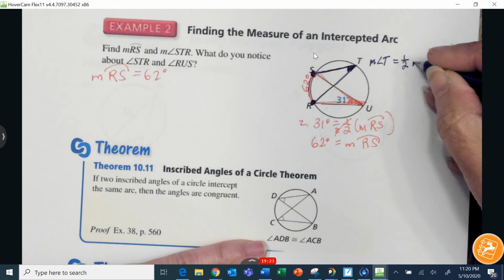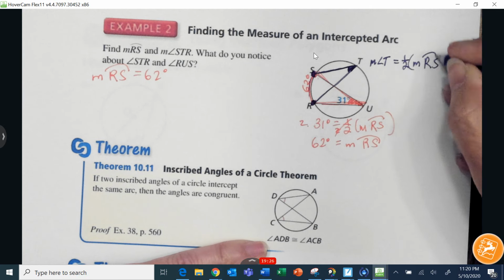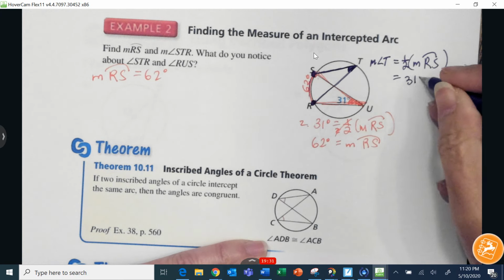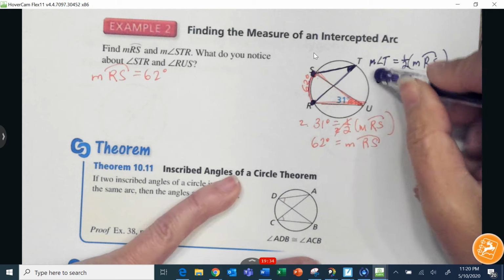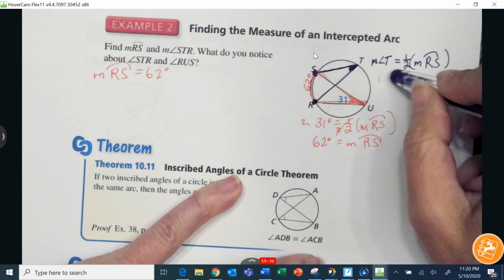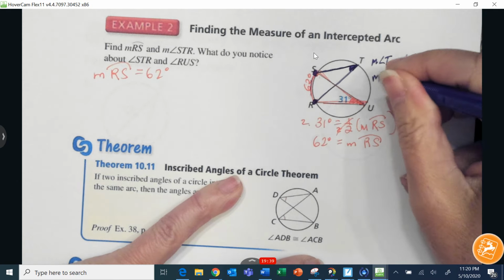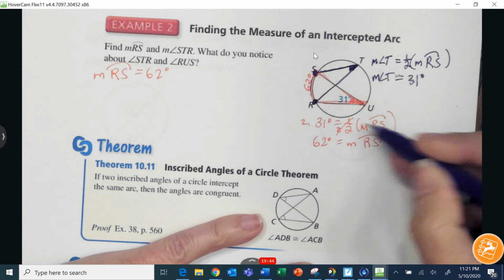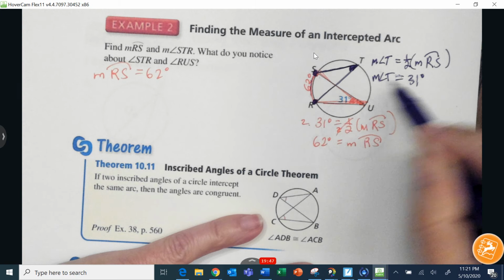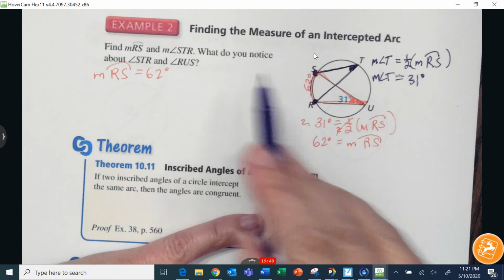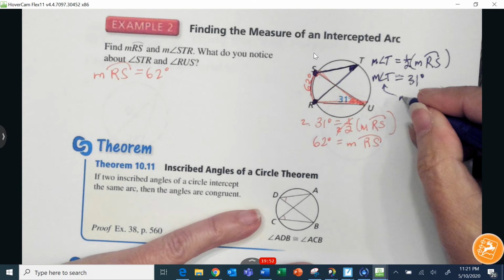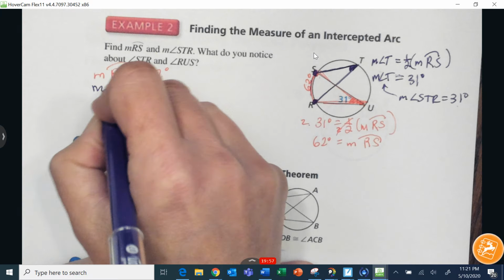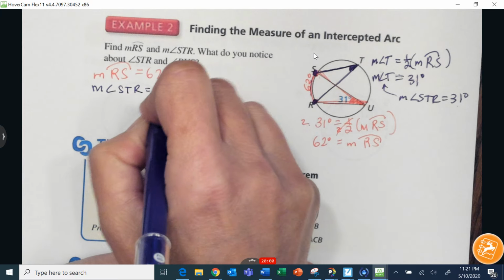half of the measurement of arc RS, which we already know the measurement of RS is 62 degrees. Well, yeah, we can do it that way. So the measurement of angle T is 31 degrees because half of the measurement of RS is 31. They're calling it angle STR. It is 31 degrees.